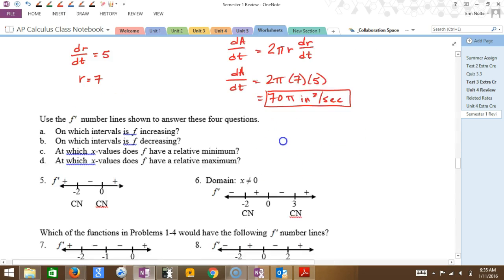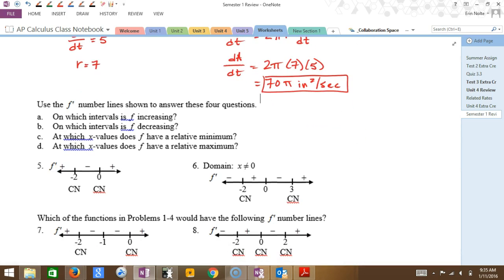All right, where are we at? Okay, so here's this stuff with concavity and such. So we have to use the number lines. First of all, we're going to figure out where it's increasing, decreasing, and could have a potential max or min. That's not too bad. So for question number 5, we go up, down, up.